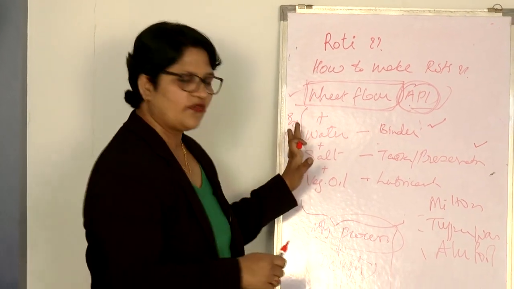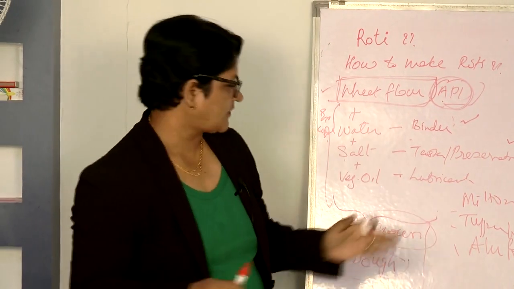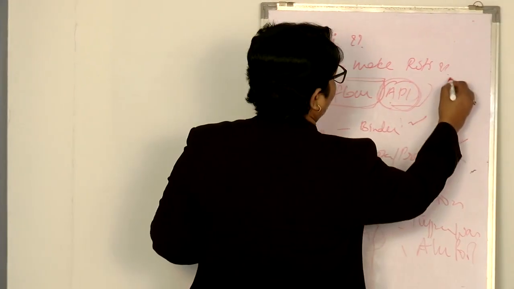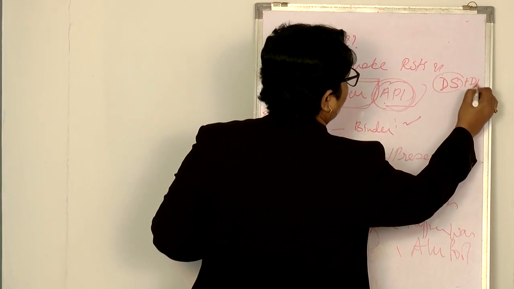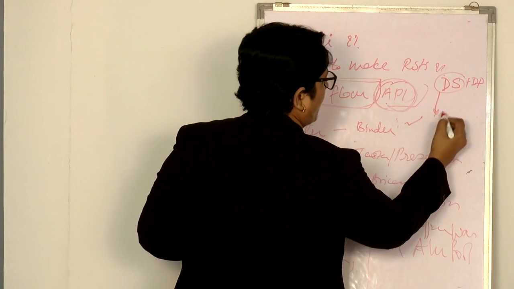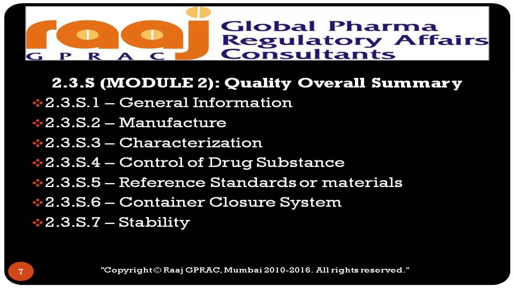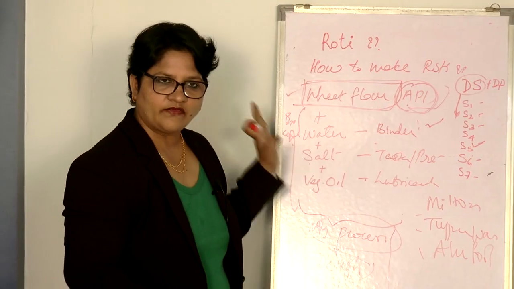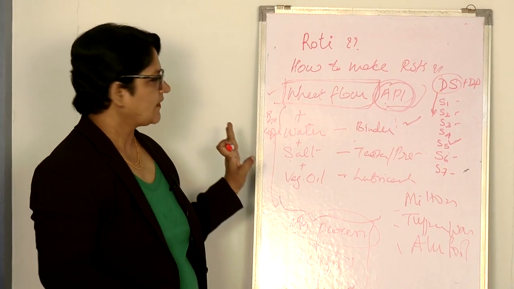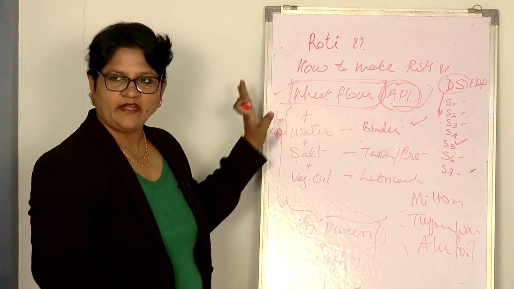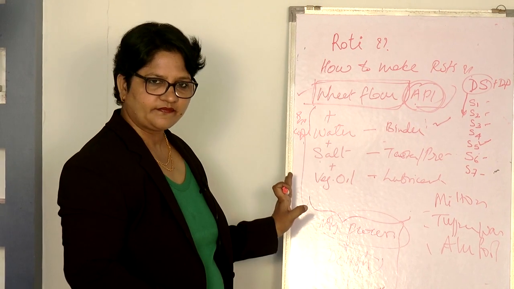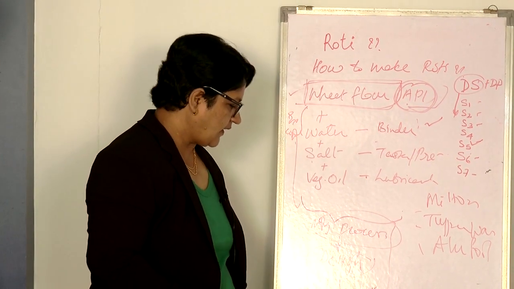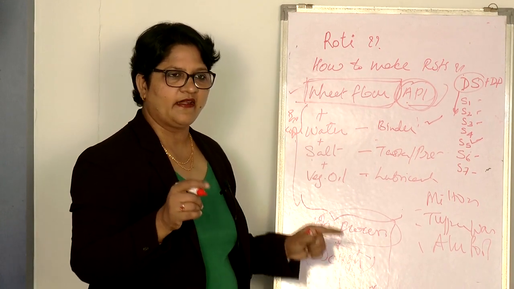Similarly, if you apply the same logic to your API, drug substance and drug product, how do we collect the data for drug substance plus drug product? The drug substance part is divided into S1, S2, S3, S4, S5, S6 and S7. Each section we will now discuss by considering the example of this roti, but the basic concept remains the same. The first step is API characterization. Then manufacturing, then optimization of process, then in process control, then the packaging material, stability, correct?